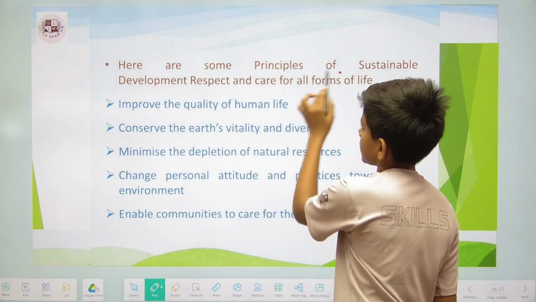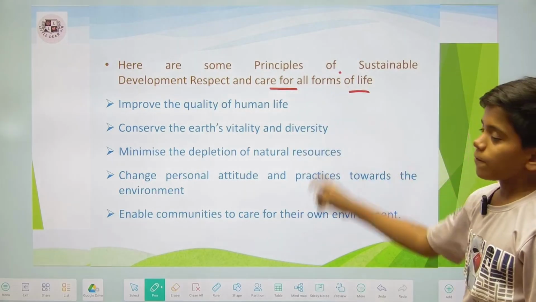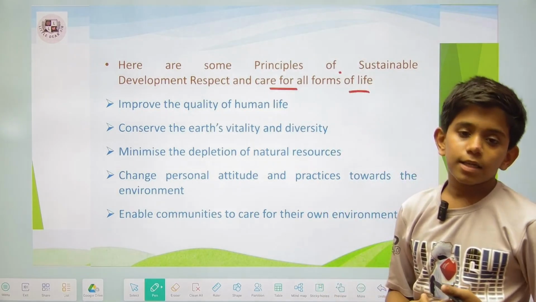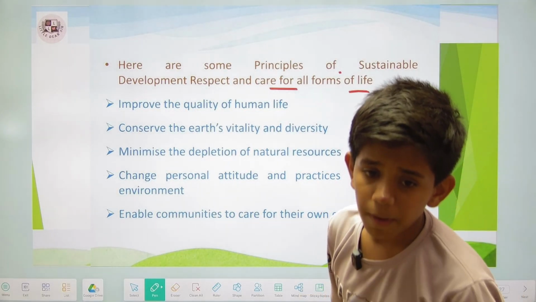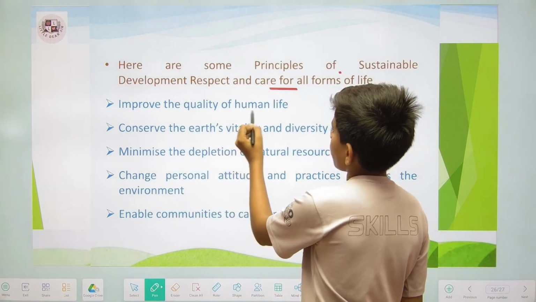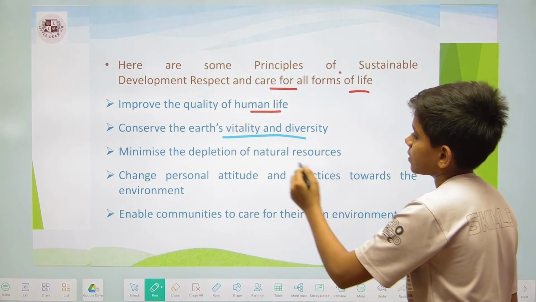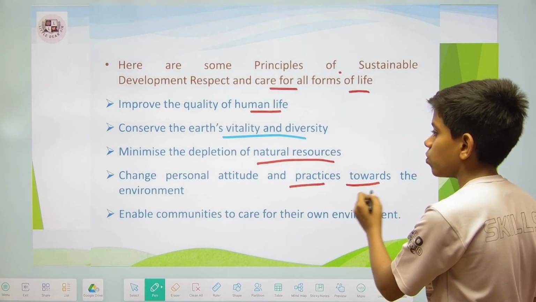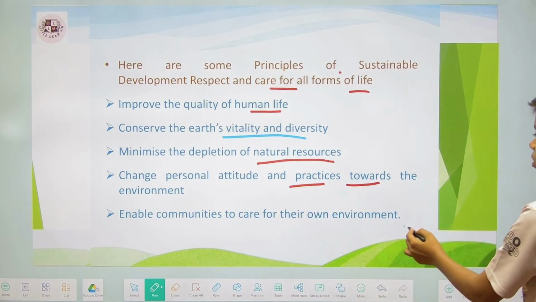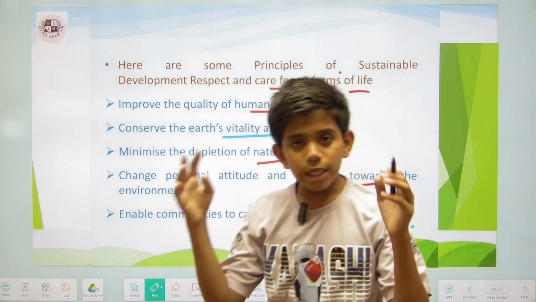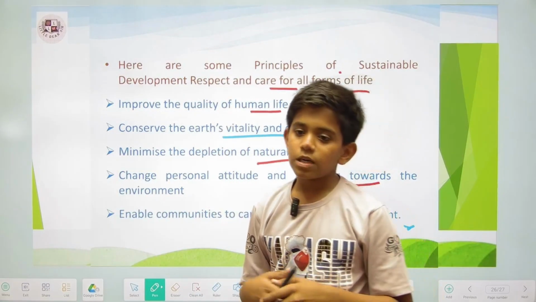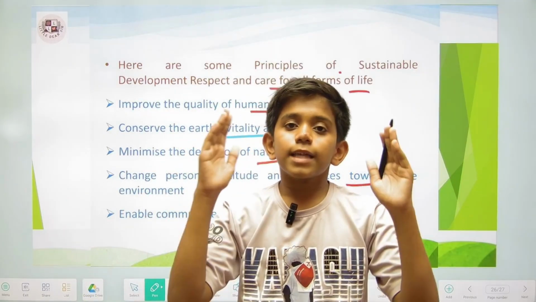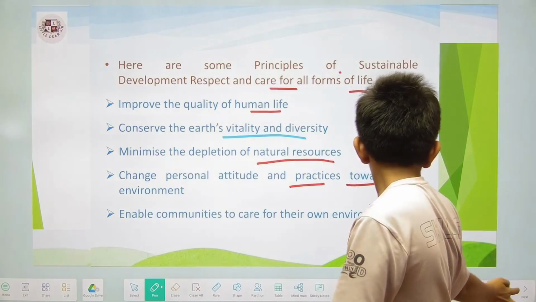Here are some principles of sustainable development. Respect and care for all forms of life. Now what should we do for sustainable development so our future generation will get all these resources? Improve the quality of human life. Conserve the earth's vitality and diversity. Minimize the depletion of natural resources. Change personal attitude and practice towards the environment. Enable communities to care for their own environment. This environment is ours, so we should care for this environment. We should change our personal attitude that it is not my work, why should I do? It is our work. It is our duty to maintain our environment.